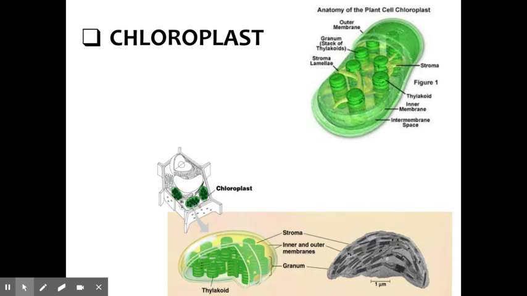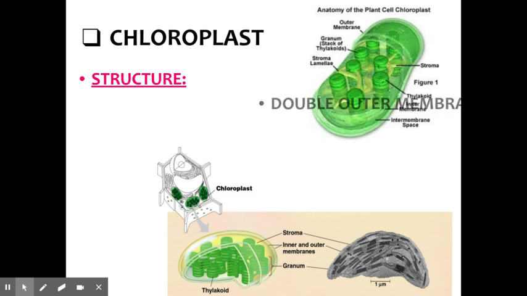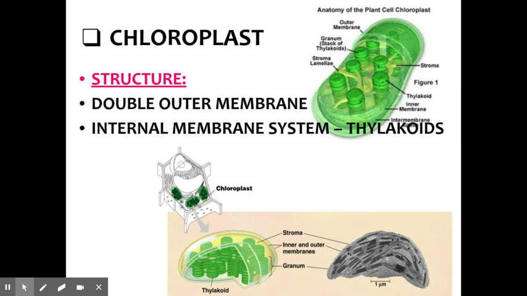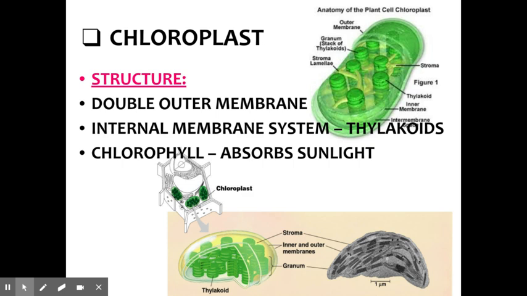The chloroplast, obviously only found in plant cells. Its structure also consists of a double outer membrane, and then it's got a different internal membrane system. There are little stacks that look like pancakes or stacks of coins, and those are called thylakoids. Inside those thylakoids are molecules of chlorophyll. Their job is to absorb sunlight and get this whole party of photosynthesis started, so to speak.